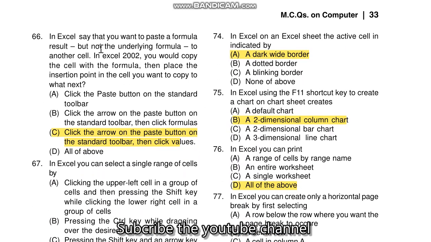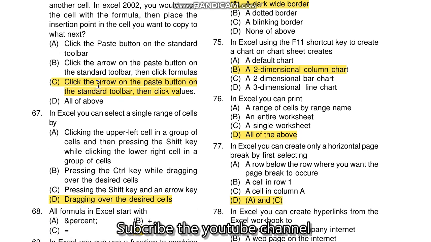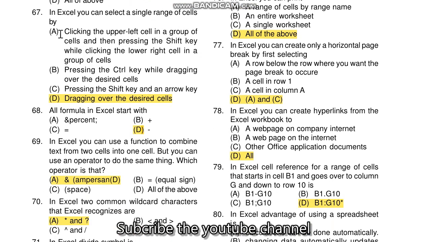question in Excel they say that they want to paste formula result but not the underlying formula to the another cell. The Excel though you want to copy the cell with the formula, then place the intersection point the cell you want to copy to the what next. Correct answer C. Click the arrow on the paste button on the standard toolbar, then click values. 67 question in Excel you can select the single range of the cell by dragging over the desired cell.